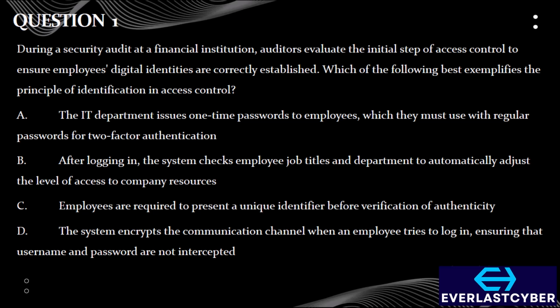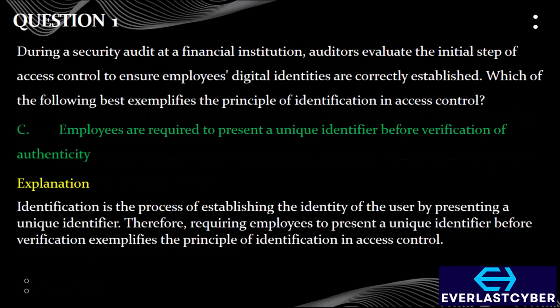First of all, you have to understand that identification is the process of establishing the identity of the user, and this is done by presenting a unique identifier. So in this case, we'll be going with option C. Requiring the employees to present a unique identifier before verification exemplifies the principle of identification in access control. So that's why we're going with option C. The employees are required to present a unique identifier before verification of authenticity.